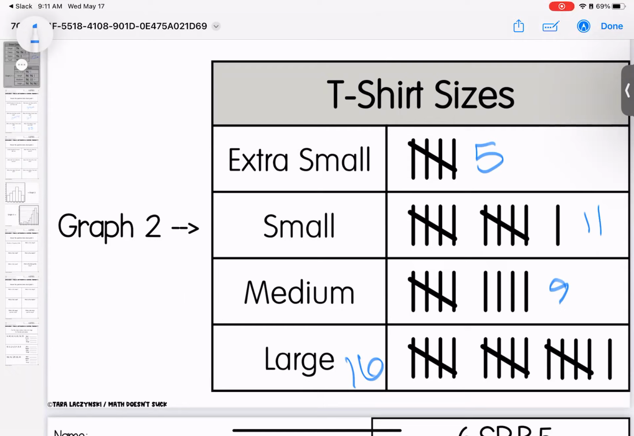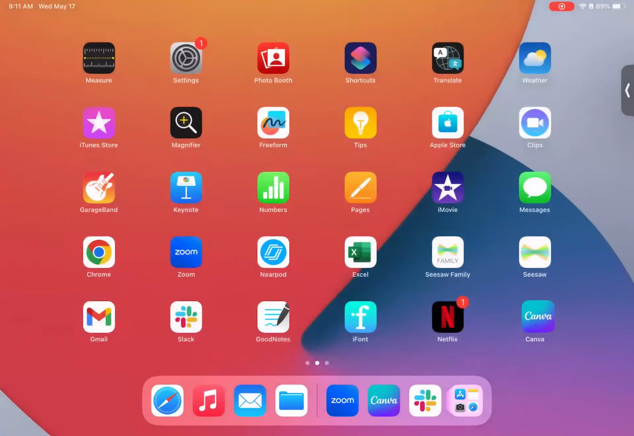What is the range of t-shirt sizes? Well, 16 minus 5 gives you 11. And what is the median or the middle? So if I put them in order from size, I have 5, 9, 11, and 16. So these two would be averaged. Add them together is 20, cut in half is 10.